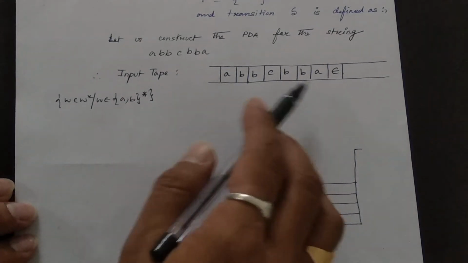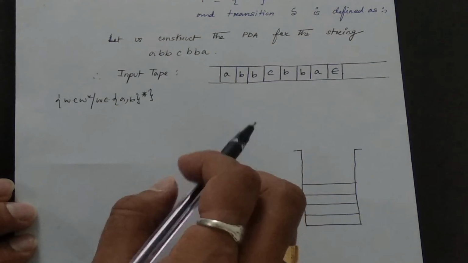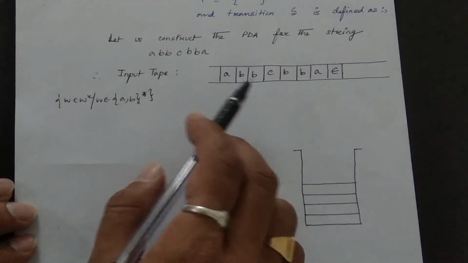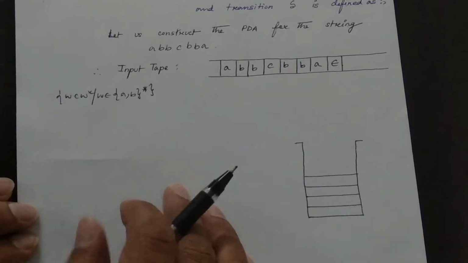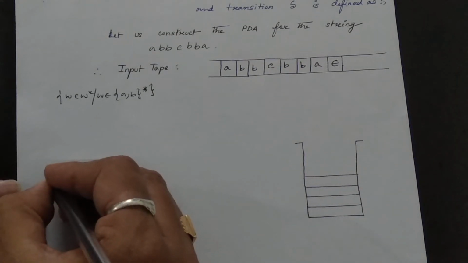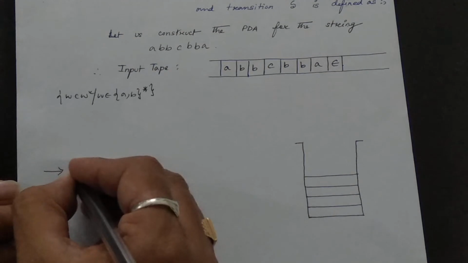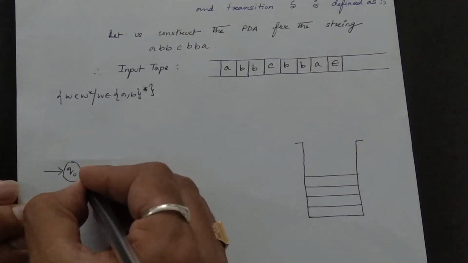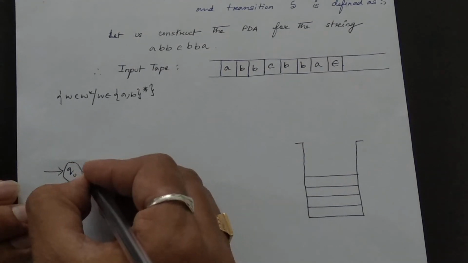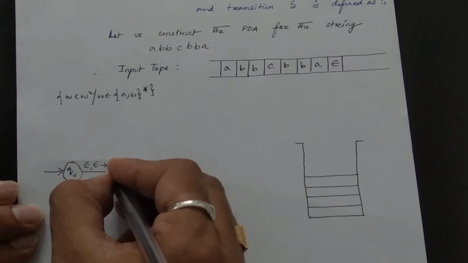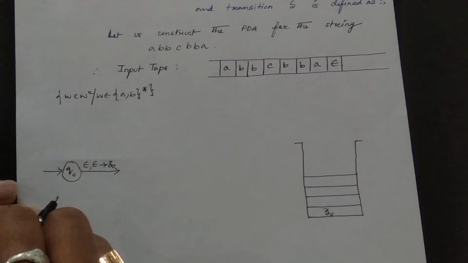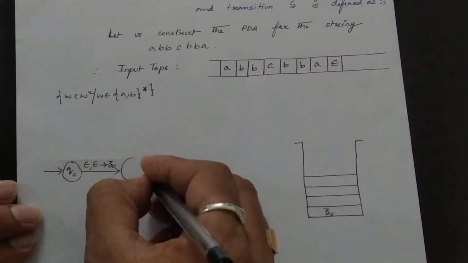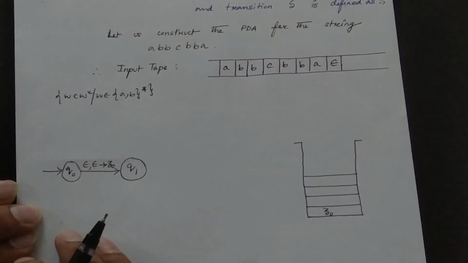I have taken the input tape, and I will explain it later on. Then this is the stack, an empty stack. As you already know, the initial step is always the same. So let me draw that: Q naught, on epsilon, nothing is there, and Z naught is to be pushed. So Z naught I have already pushed. Clear? And I have taken a new state, let it be Q1. Clear?